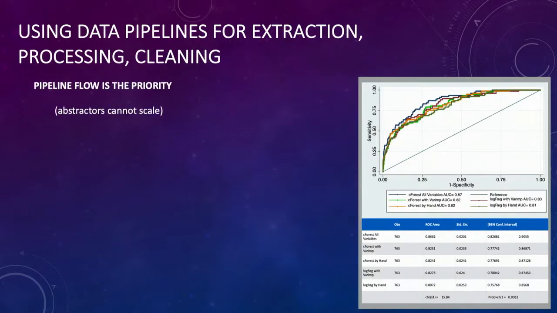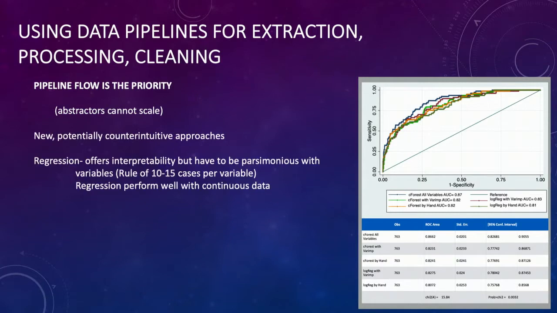So pipeline flow is the priority. It has to go end to end. And abstractors really can't scale. So we have to take on new and sort of like potentially counterintuitive approaches.